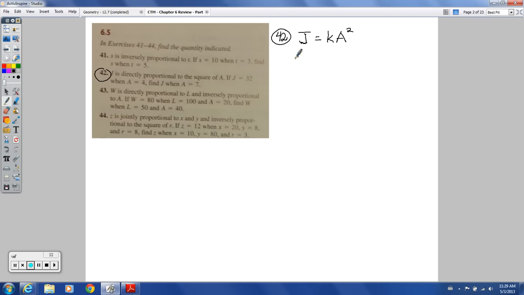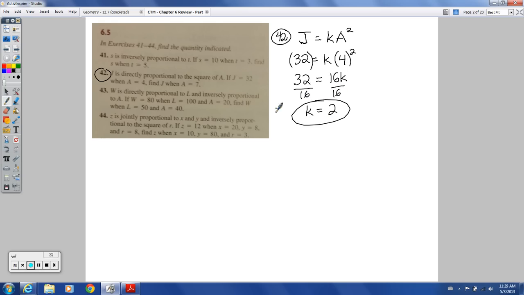Let's see though. We got J as 32 originally, or in this case, if J is 32 when A is 4, I could plug in 32 for J. I could plug in A as 4, and then I can solve that for K. I can get my constant of proportionality that way. So I have 32 equals, this would be 16K. I'd divide both sides. I'm thinking of my answer already. Divide both sides by 16, and I'd get K equals 2.